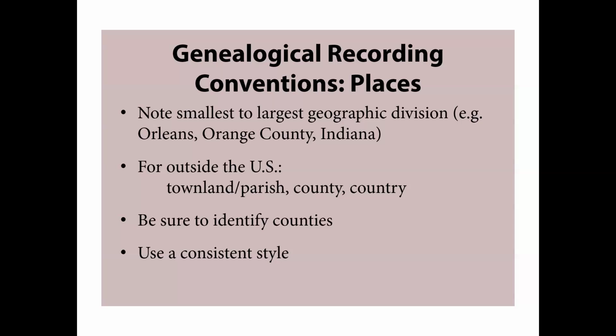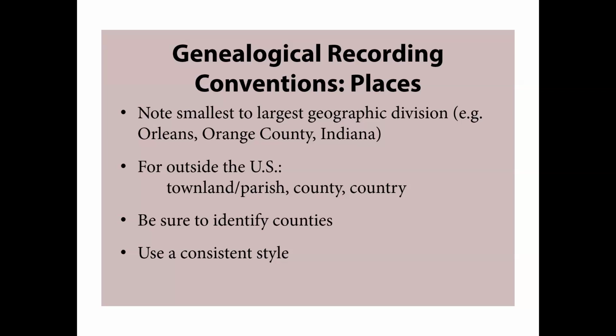Now, if we were looking at something outside of the United States, we have almost a similar format, but you're basically going to use the townland or parish, similar to what we see for Orleans. We have the county, and now we're going to add in the country. Because if we're looking at mostly American records and American genealogy, we may not necessarily need to say United States, but if we're doing anything outside the United States, we want to make sure it's very clear that we're looking at a different country.